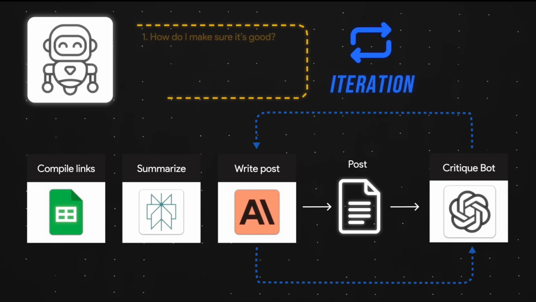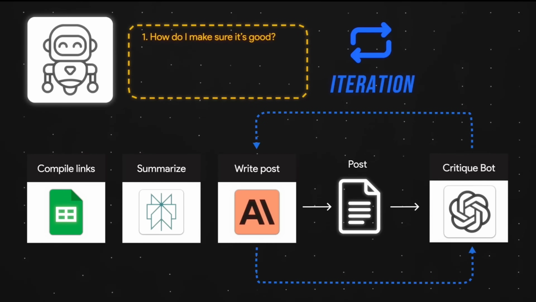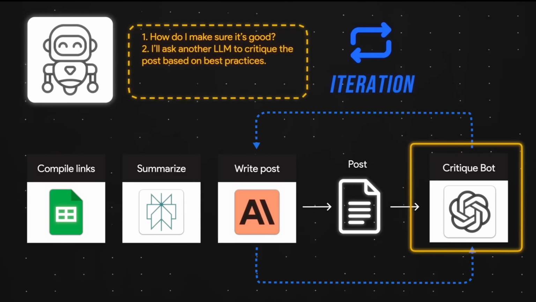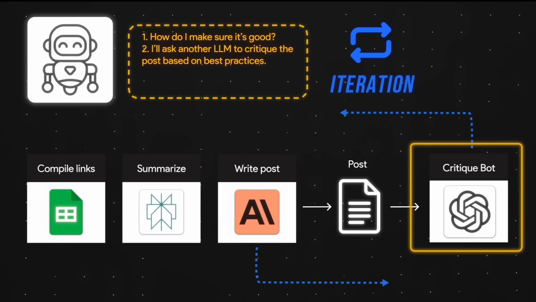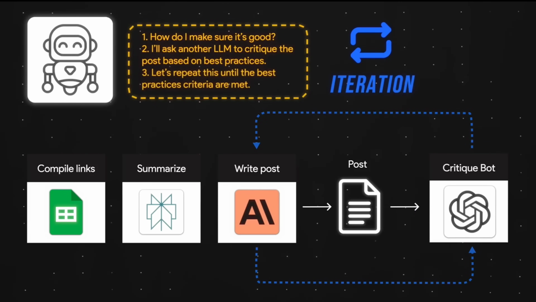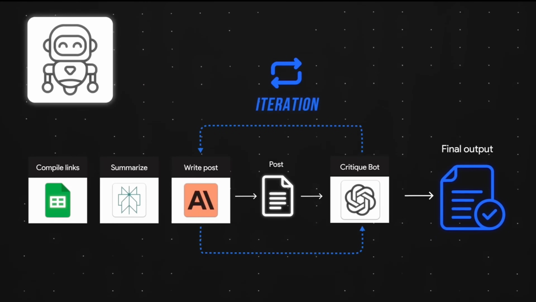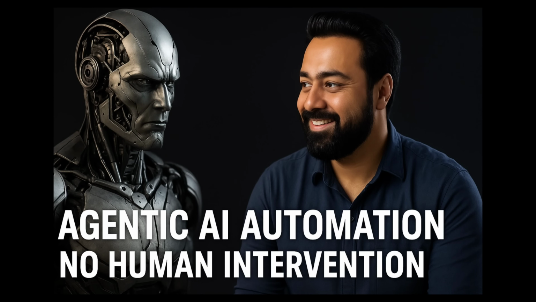I have drafted V1 of a LinkedIn post. How do I make sure it's good? Oh, I will add another step where an LLM will create a post based on LinkedIn best practices, and let's repeat this until the best practices criteria are all met. And after a few cycles of that, we have the final output. So here, all reasoning is done by the AI agent and not the human.